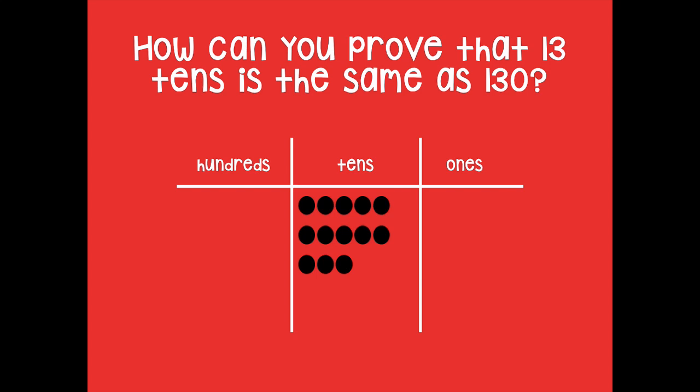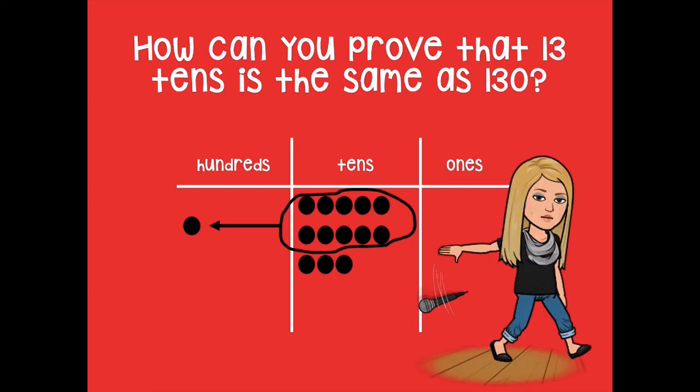Now, friends, notice how I drew them in nice groups of 5, because that's so much easier for me to count as I look back at this. I could say 5, 10, 11, 12, 13. Okay, so that's one strategy to use. Well, I know that 10 tens equal 100. So I can see here that I have 100 and 3 tens left over. So 100, 110, 120, 130. Mic drop, boom, I'm out. I just proved that 13 tens is the same as 130.